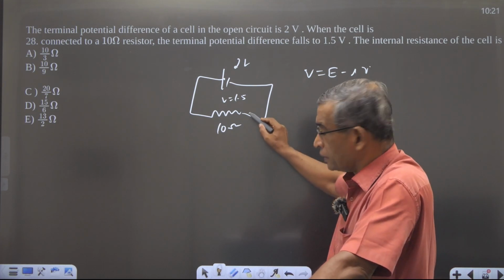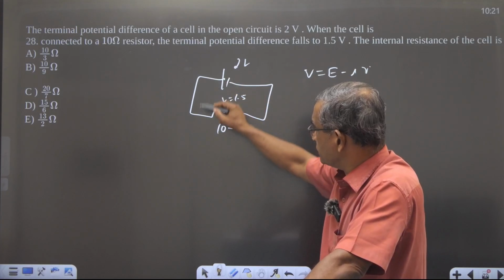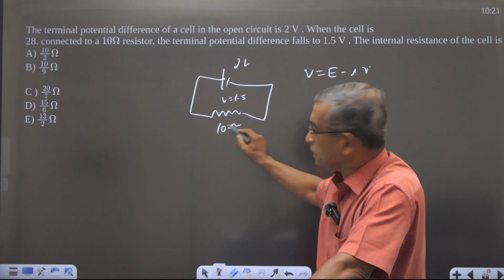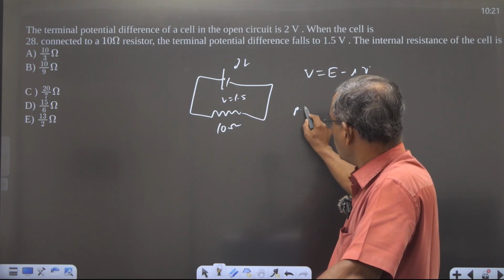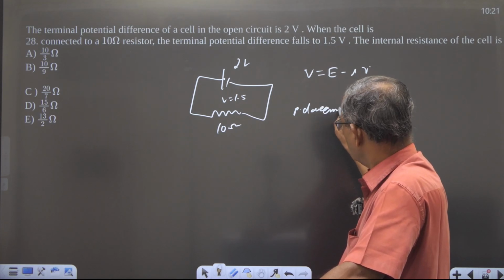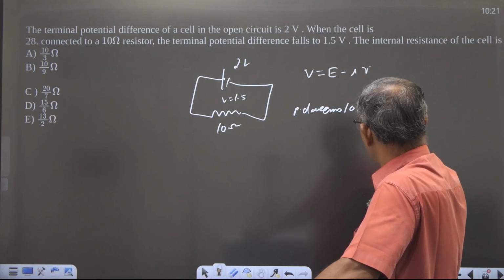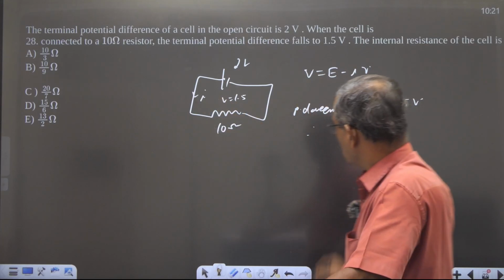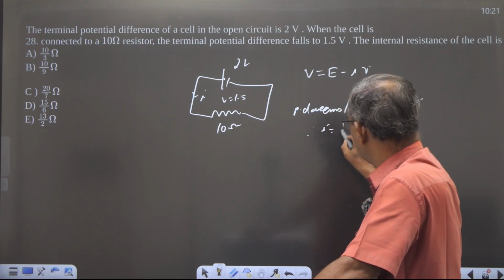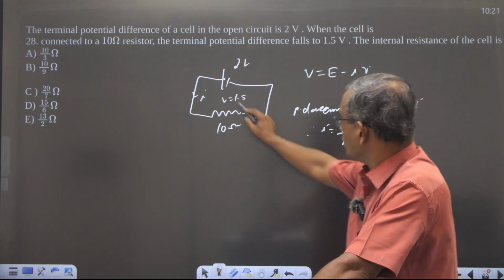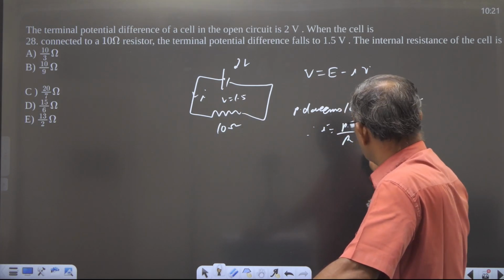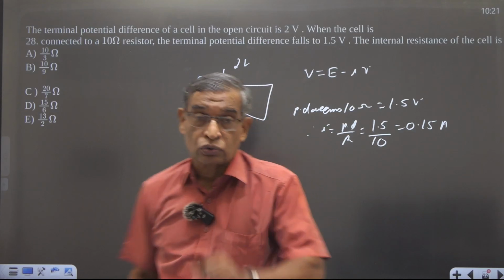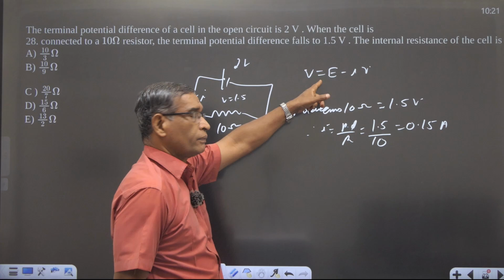Now, to calculate I, once this resistor is in circuit, the terminal PD 1.5 is dropped across 10 ohm. But PD drop across 10 ohm is equal to 1.5 volt. Therefore, current in the circuit is equal to PD drop by resistance. PD drop is 1.5. Resistance is 10. It's equal to 0.15 ampere. Now you got the current through the circuit.